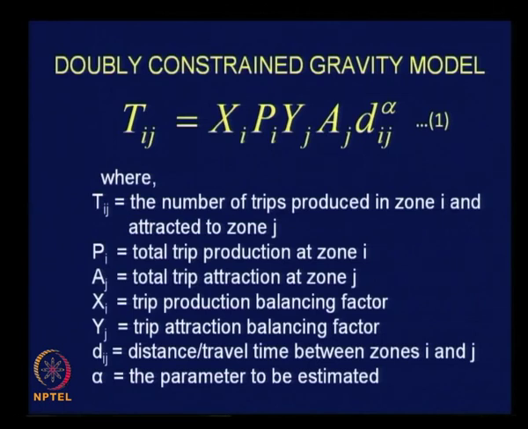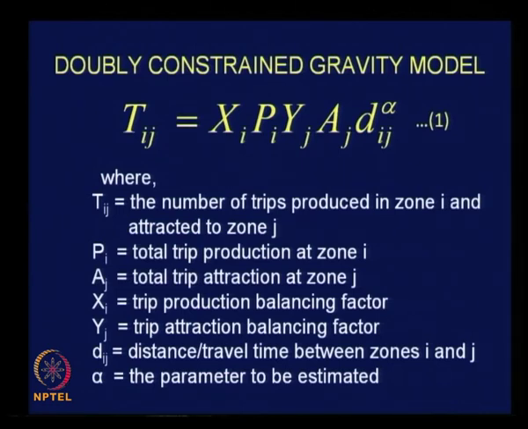So, that is taken care of initially, and Yj is the trip attraction balancing factor to take care of the constraint that trip attraction of each of the zones is not changed after we distribute the trips, okay. And Dij is the distance or travel time between zones I and J, mostly travel time as we have discussed, and alpha is the parameter to be estimated, right. This is a very general formulation of the doubly constrained gravity model.